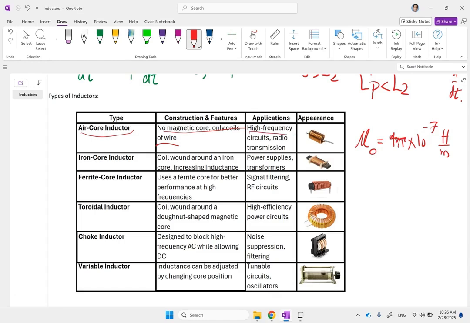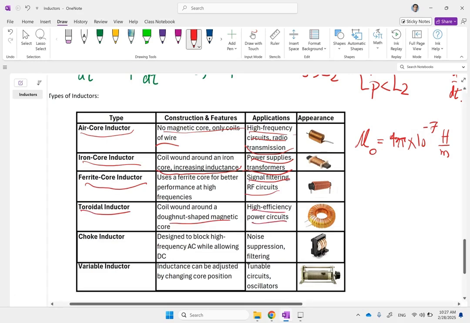These are good for high frequency circuits and radio transmissions. Then the ones that have an iron inside them, so clearly their mu is not mu naught, it is bigger than mu naught, so they have increased inductance. You can use them in transformers and power supplies. The ones that have a ferrite material in general can be used in signal filtering and RC circuits. They are the ones that are around a torus or donut shape. Again, they are used in high frequency power circuits.